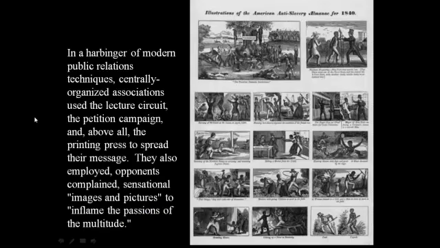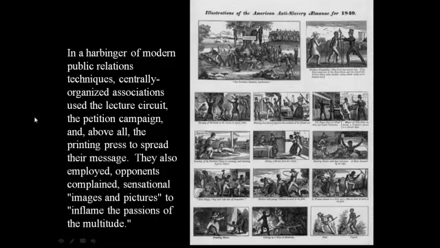In a harbinger of modern public relations techniques, centrally organized associations of abolitionists used the lecture circuit, the petition campaign, and above all, the printing press to spread their messages. They also employed, opponents complained, sensational images and pictures to inflame the passions of the multitude. So you can see on the right here the sort of illustrations that abolitionists used.